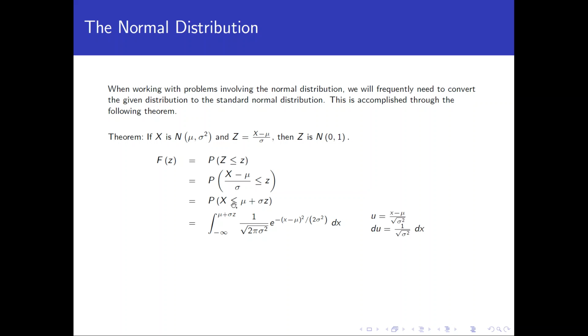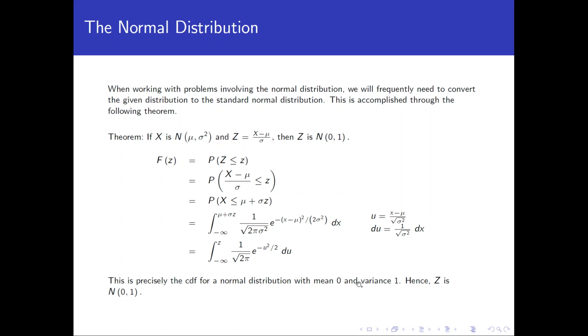Now let's do a u substitution, the same substitution that we did on the previous slide. Notice as x goes to negative infinity, so does u, but when x is mu plus sigma z, all we get is z for that upper limit. Looking at this expression, this really is a CDF for a normal distribution with a mean of 0 and a variance of 1. So z really is standard normal. Instead of using a capital F, we typically write a capital Phi for the CDF of the standard normal distribution, and we will use that notation a lot in class.